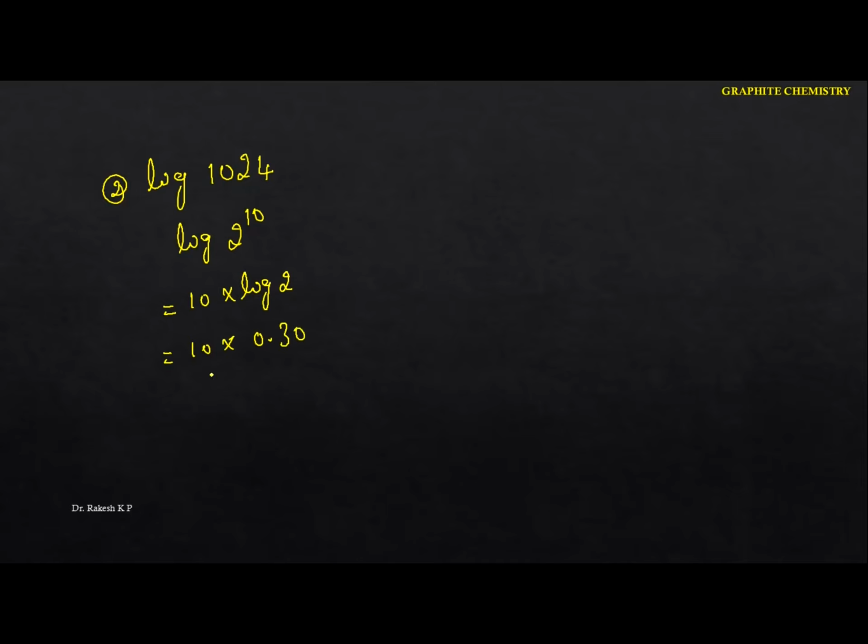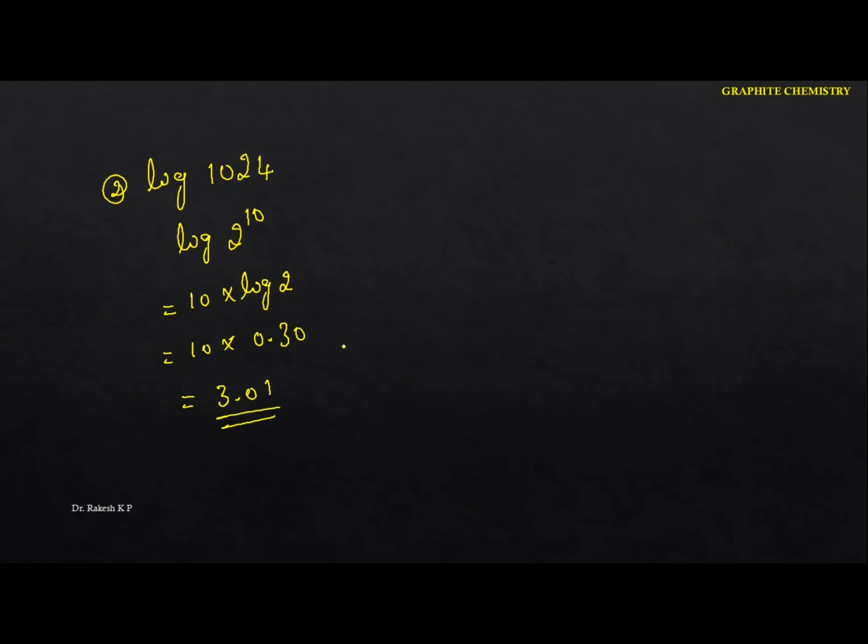See the next one here. Suppose the second one is log 1024. Try to write it in smaller expression terms. Here we have 2 power 10, similar to the previous one. I'm going to write this as 10 into log 2. So we know the value of log 2. The log 2 value is 0.30, and the value becomes 3.01.